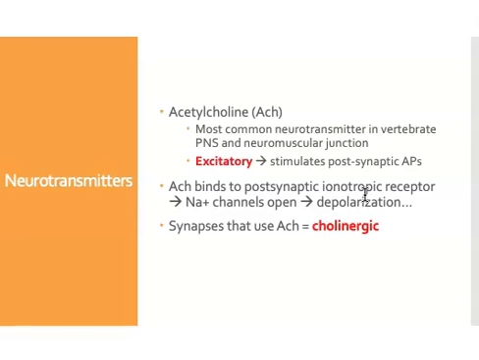Acetylcholine is a very common neurotransmitter. It is the most common neurotransmitter in the peripheral nervous system, and it's excitatory. We give synapses that use acetylcholine a name. There are more synapses that use acetylcholine than just the neuromuscular junction. There are other chemical synapses in the body that use acetylcholine. So we give them a name. We call them cholinergic synapses if they use acetylcholine as the neurotransmitter.